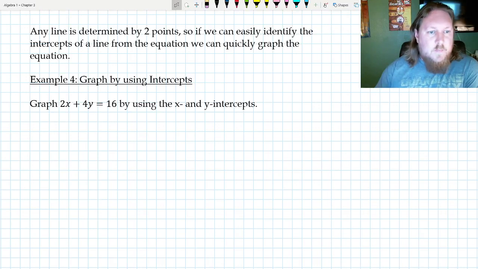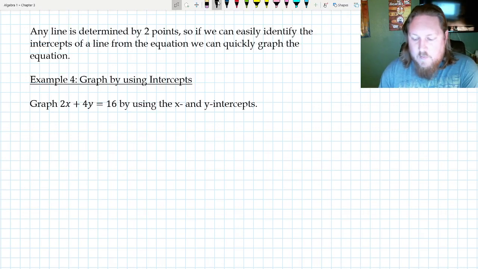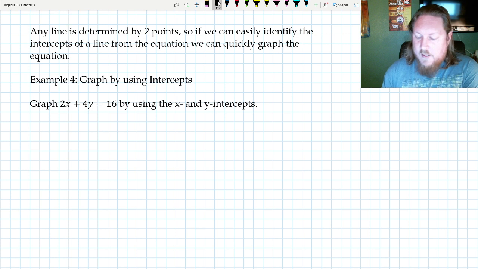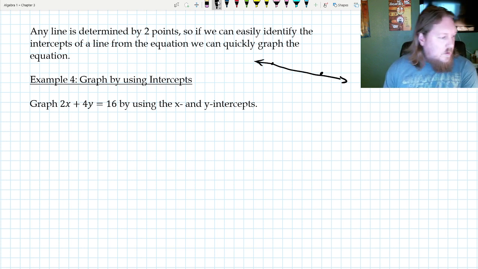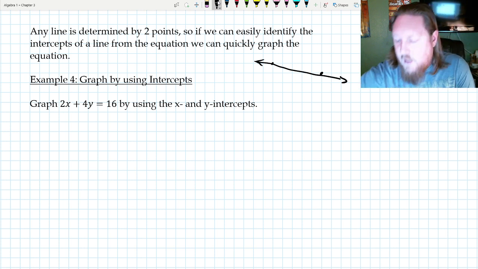All right. For the next part here, we're going to be graphing some lines and we're going to be using the intercepts. And the reason why we can use the intercepts to graph a line is 2 points is enough to determine a line. Hopefully one that's drawn a little bit more straight than that one.